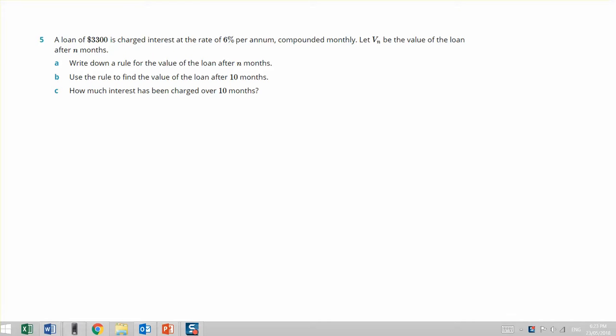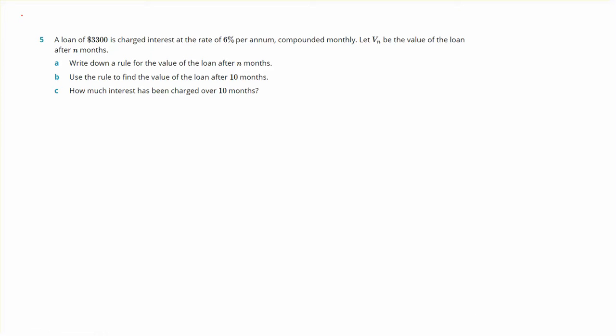This is for Year 12 Further Maths. We're going to exercise 8F, question 5. Okay, so a loan of $3,500 is charged at an interest rate of 6% per annum, compounded monthly. And we want to find the value of the loan after n months. Now, the trickiest part about compound interest is we need to know the compound period, monthly.